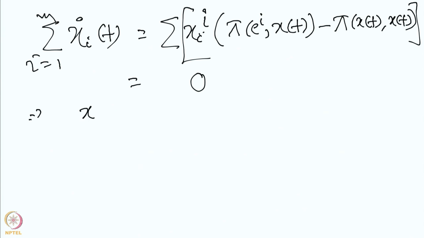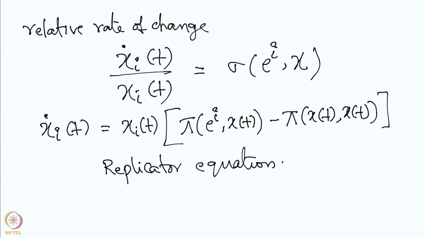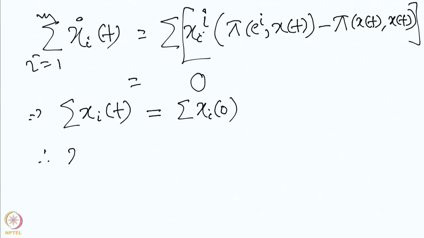Therefore the summation of xi t is nothing but the summation of xi 0. Initially, xi at 0 is a probability distribution, which means the summation of xi at 0 is 1, so the summation of xi t continues to be 1. Therefore, the replicator dynamics is a trajectory on the simplex. So x t belongs to delta for all t.